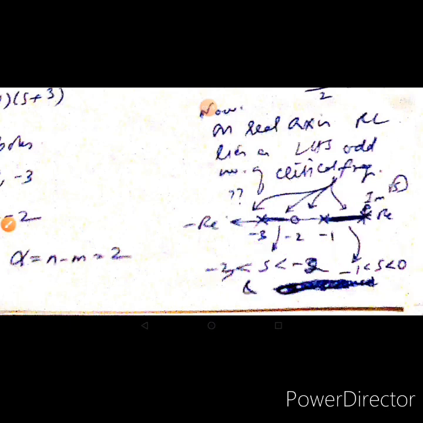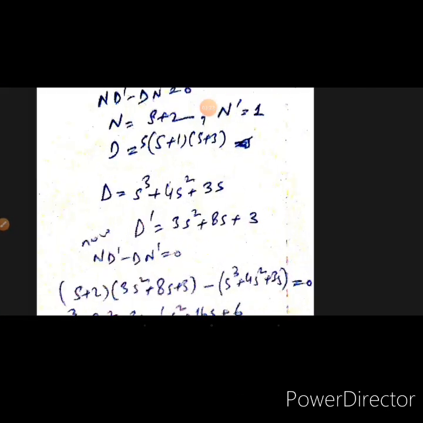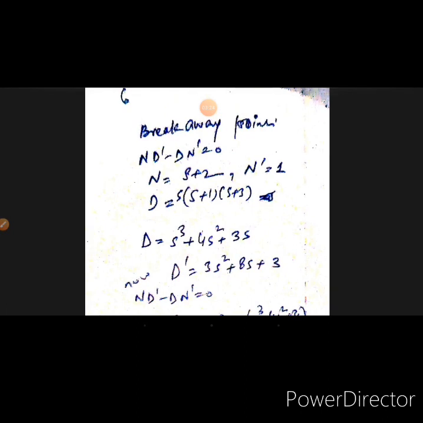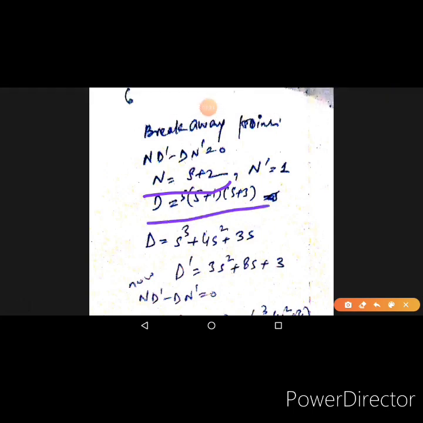Now the last thing that we have to find next is the breakaway points. For the breakaway point, the open loop function numerator polynomial is s plus 2 and the denominator polynomial is this thing. We open the bracket, it becomes s cube plus 4s square plus 3s. And we have this equation, n d dash minus d n dash, that is n into derivative of d minus d into the derivative of n, that is equal to 0. We solve it and find the breakaway points.